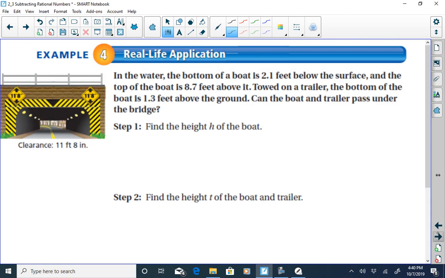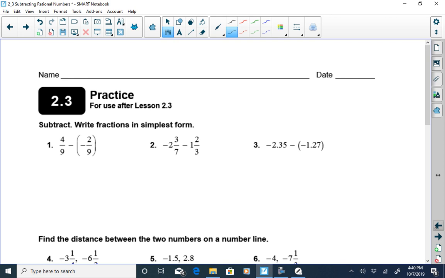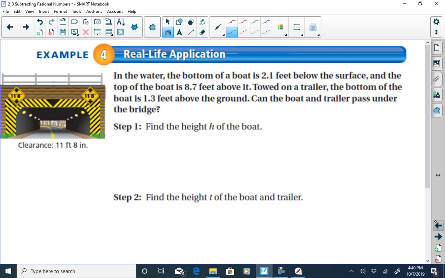Next page. All right? And I think this is the last example. I just want to double check. Yes, it is. In our last example, it says, in the water, the bottom of a boat is 2.1 feet below the surface, and the top of the boat is 8.7 feet above it. Towed on a trailer, the bottom of the boat is 1.3 feet above the ground. Can the boat and the trailer pass under the bridge?